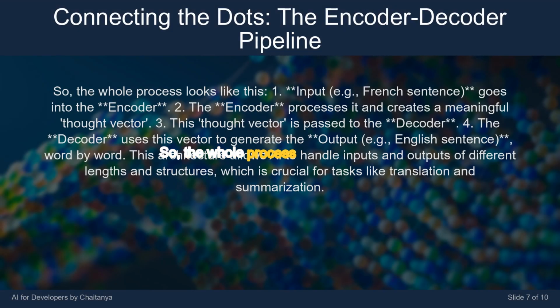So, the whole process looks like this. One, input, e.g., a French sentence, goes into the encoder. Two, the encoder processes it and creates a meaningful thought vector. Three, this thought vector is passed to the decoder. Four, the decoder uses this vector to generate the output, e.g., an English sentence, word by word. This architecture allows AI to handle inputs and outputs of different lengths and structures, which is crucial for tasks like translation and summarization.